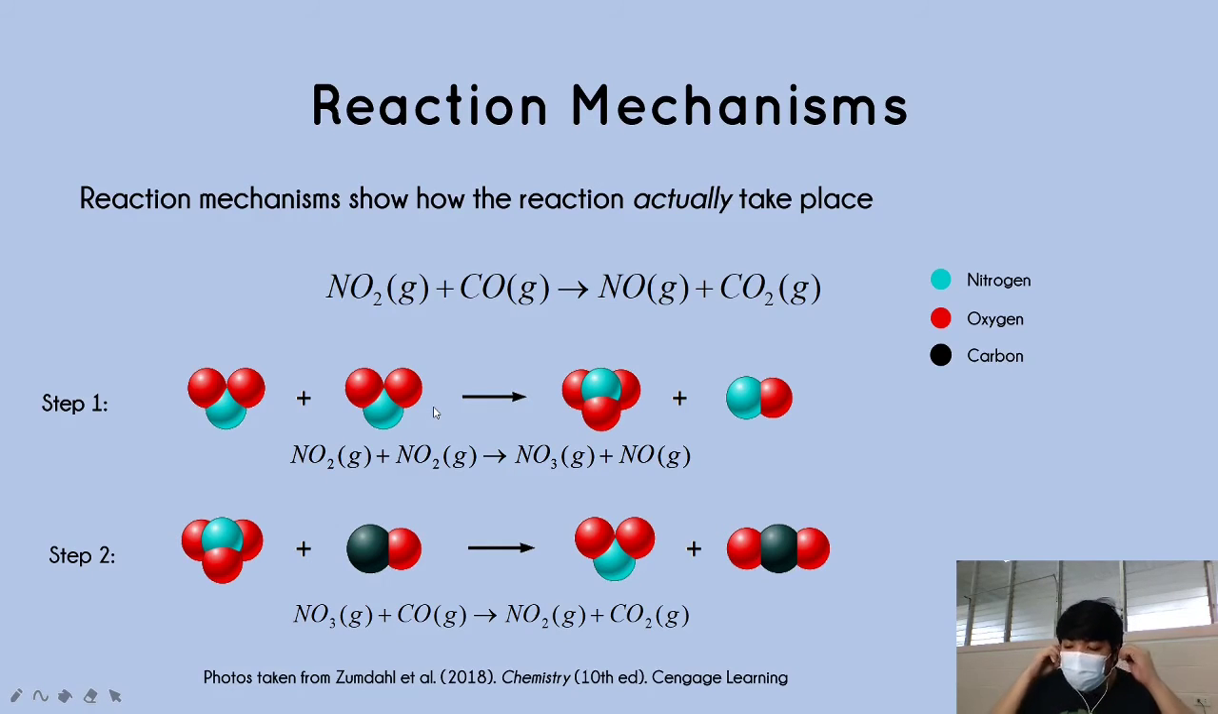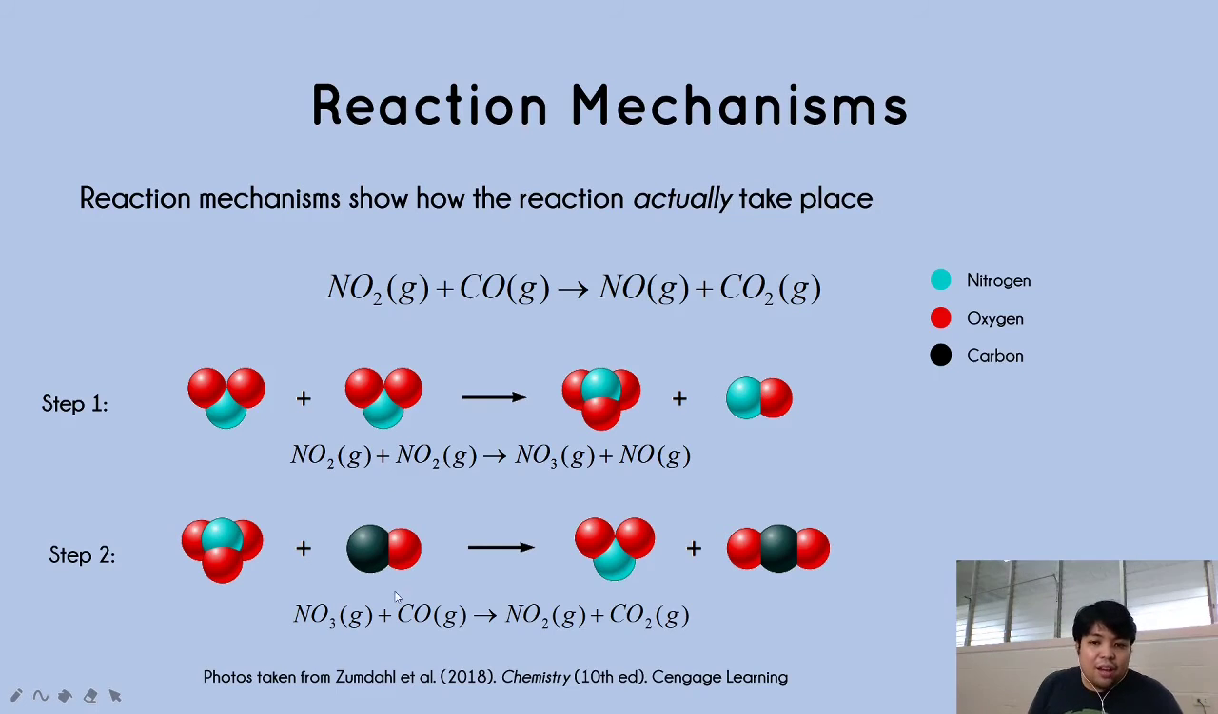Now, let's go to the reaction mechanism. What we have discussed so far is on how fast or how slow the reaction will take place, right? Now, reaction mechanisms actually describe step by step how the reaction takes place. Let's go to the reaction of nitrogen dioxide with carbon monoxide to form nitric oxide and carbon dioxide.